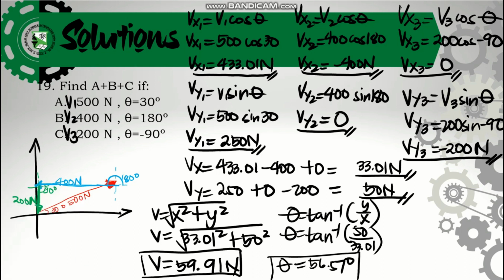When we draw it as a right triangle, or the resultant right triangle here, you're just going to plot 33.01 and then the 50 Newton na nasa taas. So nasa quadrant 1 yun. Then ang ikot ng angle is counterclockwise. That's why it is positive.